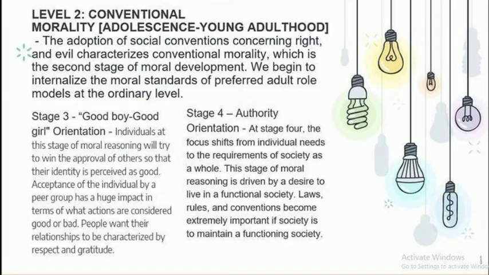So let's proceed to stage 4, the authority orientation. At stage 4, the focus shifts from individual needs to the requirements of society as a whole. This stage of moral reasoning is driven by a desire to live in a functional society. Laws, rules, and conventions become extremely important if society is to maintain a functioning society.